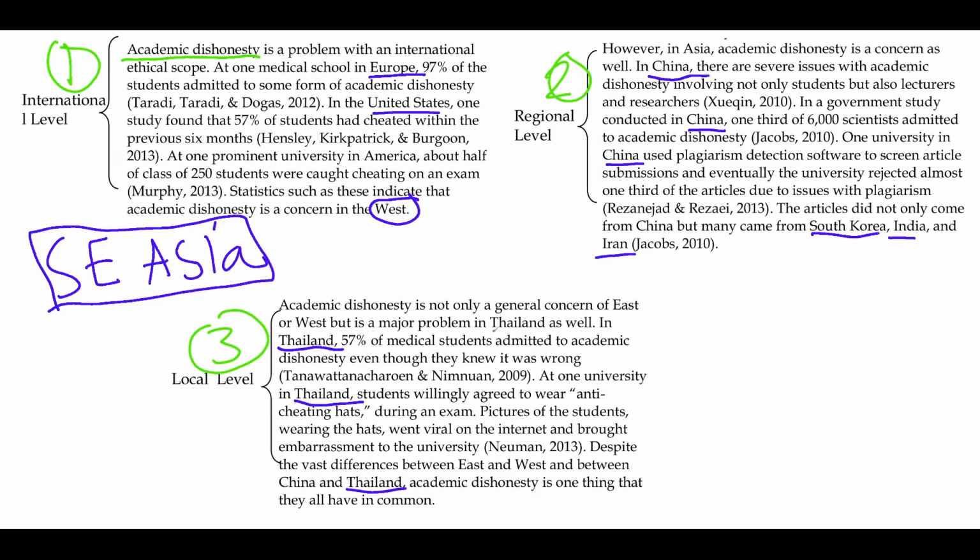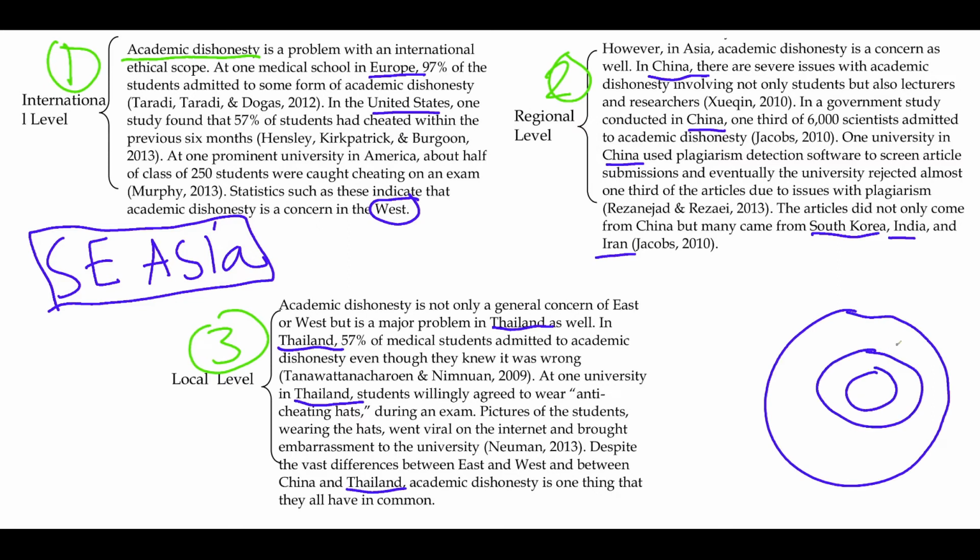Here's Thailand again. And so what I've done is I've gone from the entire world down to the regional level, and then bullseye right down into the local context of Thailand, the country I was in at the time of writing this paper. So this is one way that you can lay out and illustrate clearly how academic dishonesty, which is my example here, was a problem in America, it was a problem in China, and it was a problem right in my backyard of Thailand. That is how this can be done.